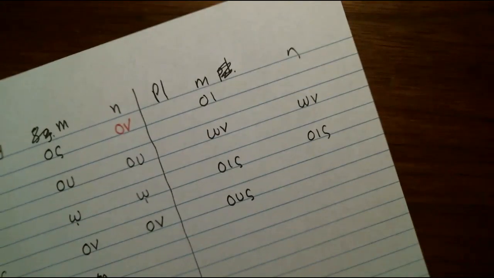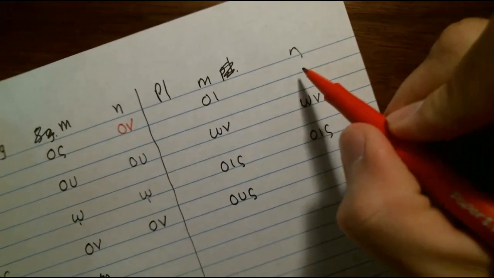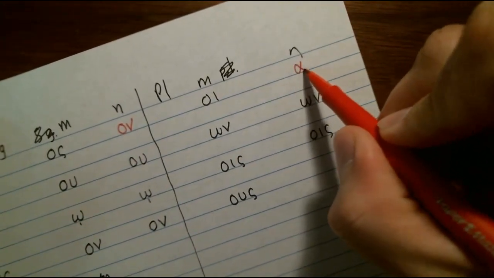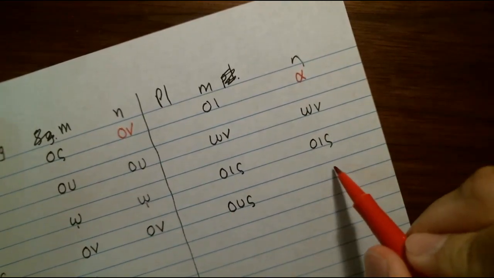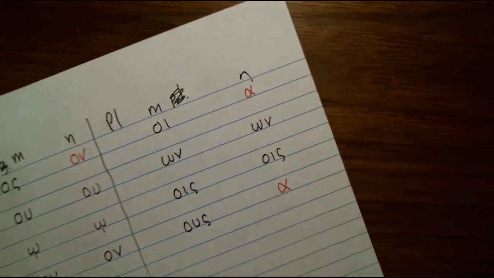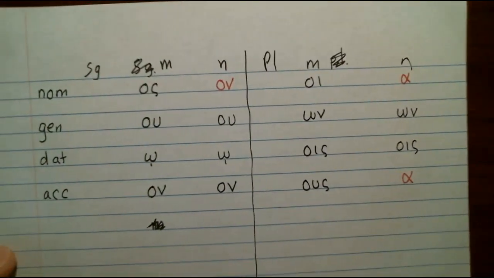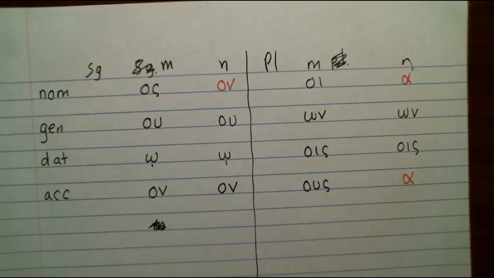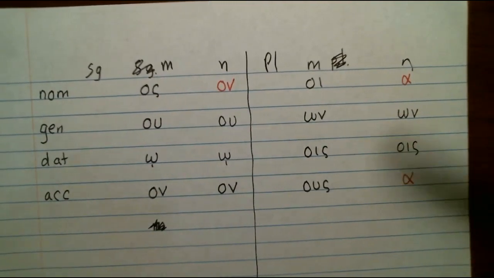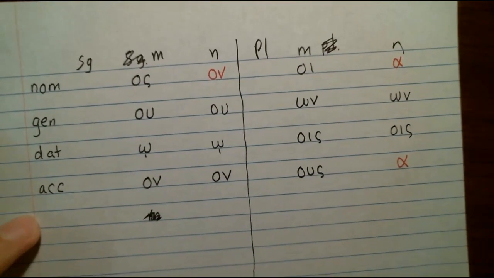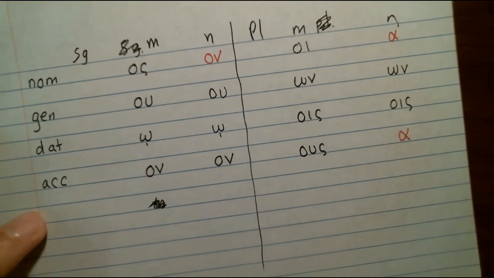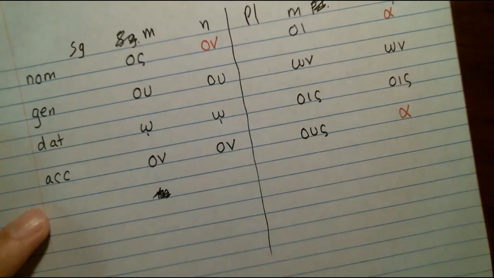All right, and then we'll put in red what is changing here. So in the neuter, now this is plural, it's going to be an alpha. Alpha. So if you've been keeping up on memorizing your declensions, this chapter is very easy because you're only learning 3 new items. Okay. Let's do the definite article.